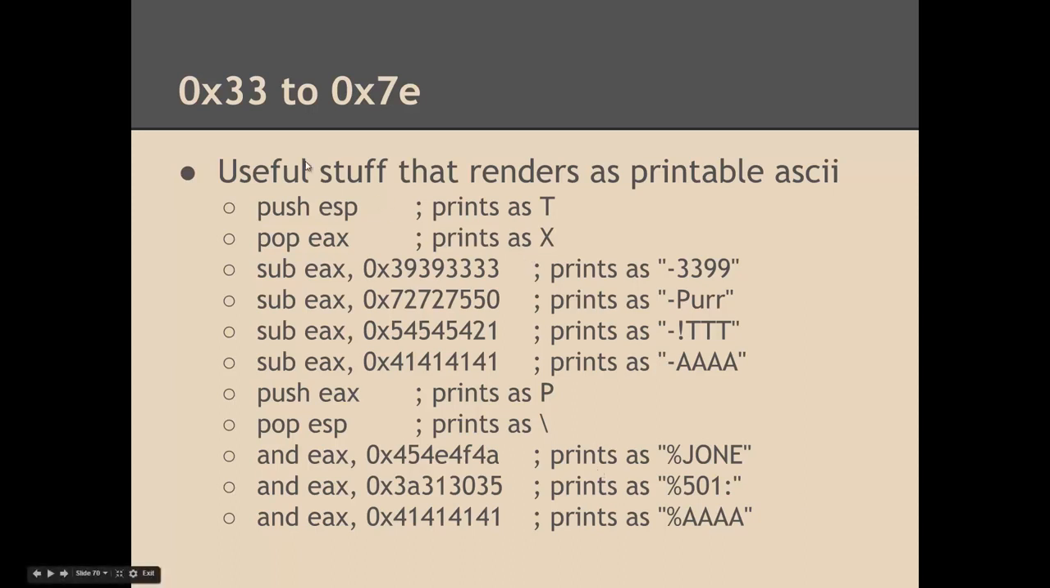So push ESP maps to actually capital T in ASCII when it's assembled. Pop EAX actually maps to capital X. And if you do sub EAX and, for instance, 39393333, it maps to actually minus 3399. And so the sub EAX here would be the minus character, and the 33 would map to 3, and 33 would map to 3, and 39 would map to 9, 39 would map to 9.